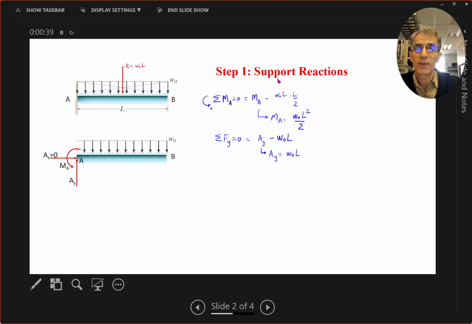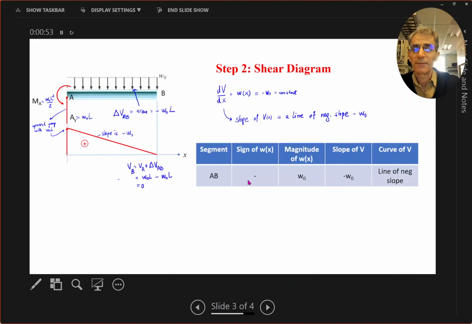Again, the first step is to calculate the support reactions, which you do here. Very simple using Newton's second law, and I will not stay that much on this one because I hope by now you know how to solve them. Next step, the shear diagram, where we use, as we said, the free body diagram we just did in the previous slide, and now we focus on this equation on the jumping upward and downward.